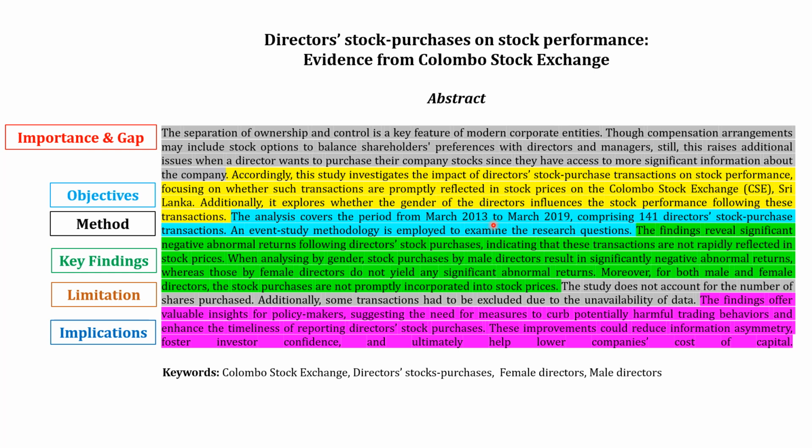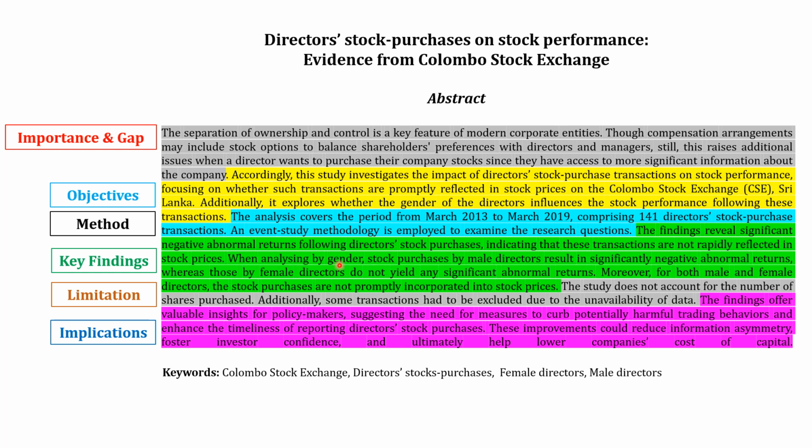Then you need to tell the results. You had an objective, so in accordance with the objectives, you design your method. Then you need to tell what has happened. Key findings. The findings reveal significant negative abnormal returns following direct stock purchases, indicating that these transactions are not rapidly reflected in the stock prices. Yes, so these are the results. So once the directors purchase the stock, it will not perform that much.